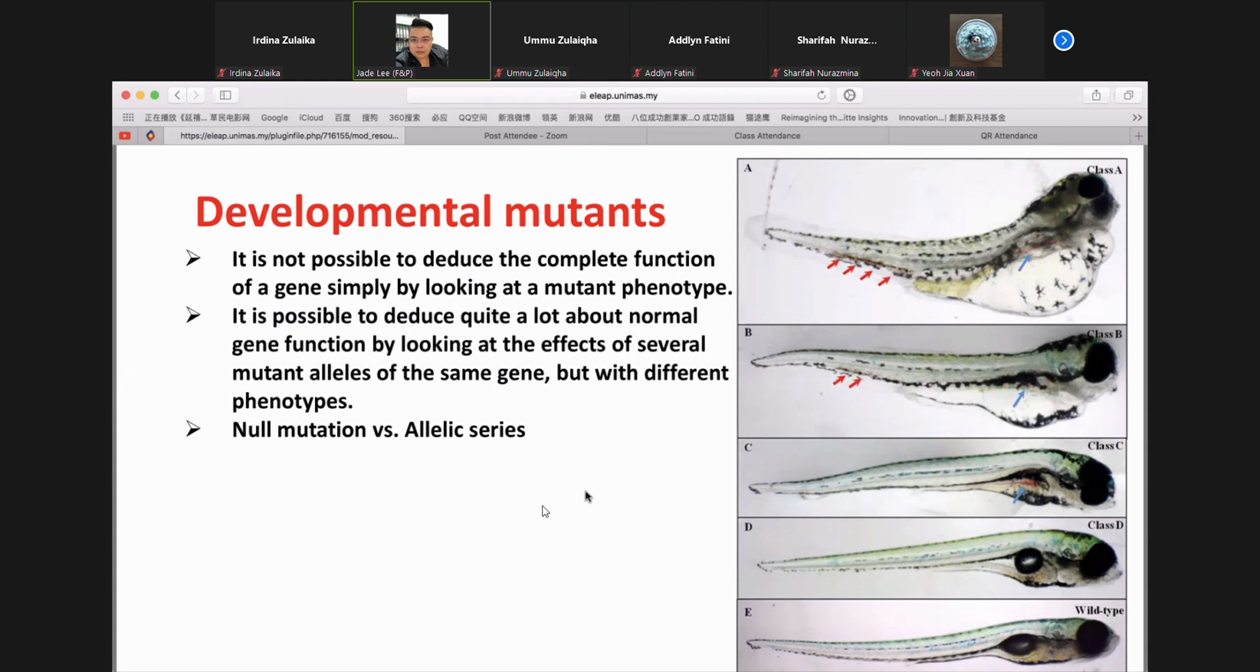So we have the null mutation versus the allelic series. Null mutation means the gene has been totally knocked out, the whole gene. But if you look at a certain allelic or partially knocked out gene, that may be different from the total null mutant. Do you understand what I mean? Can you repeat again?